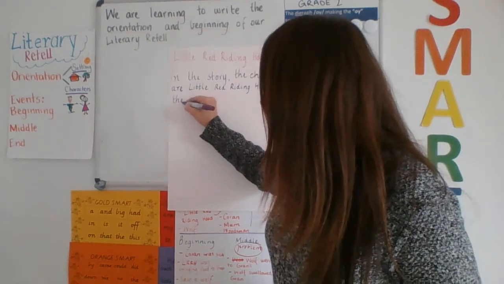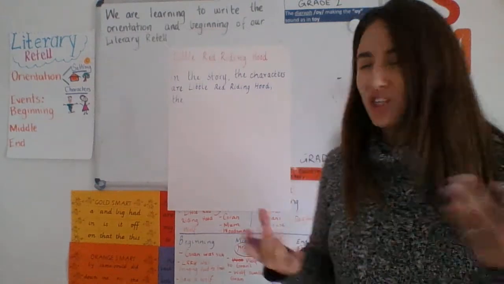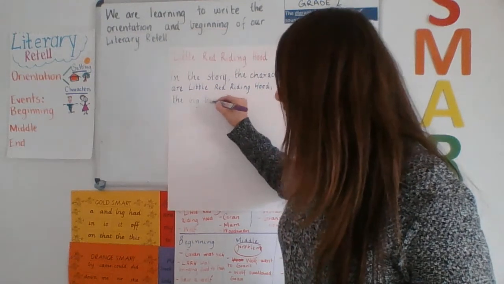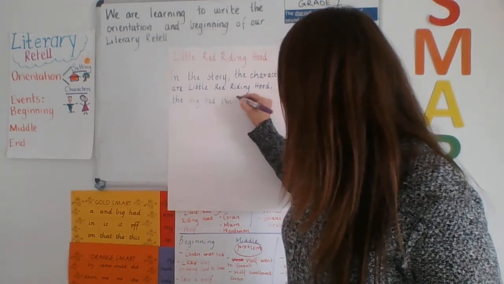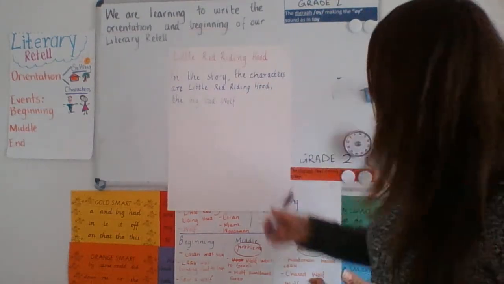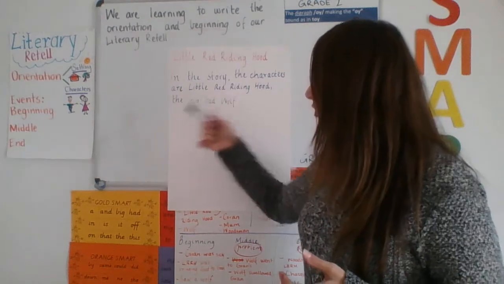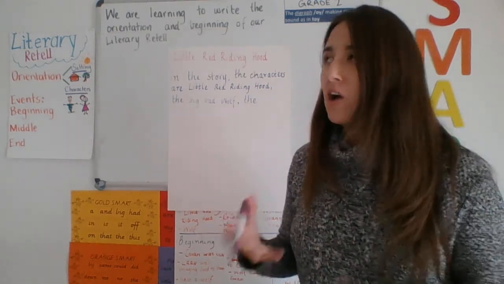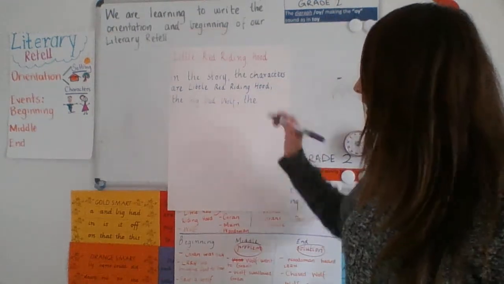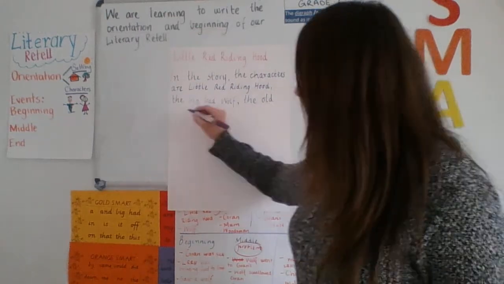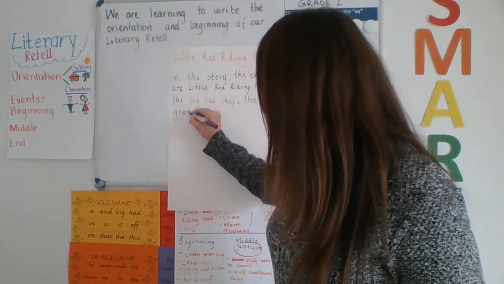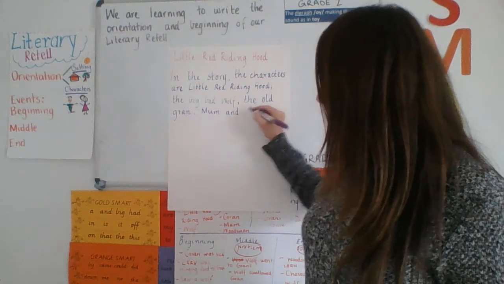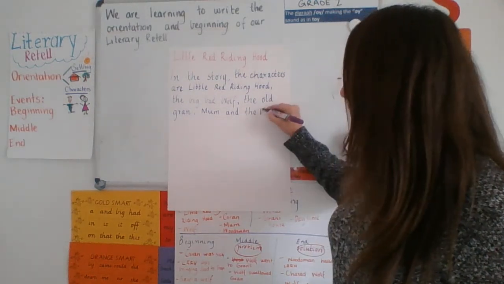Now, I could write the wolf, or I could use adjectives to make my writing more interesting. So I might write the big bad wolf, and I've got capital letters for the names of characters. In the story, the characters are Little Red Riding Hood, the big bad wolf. I could write the grandmother, or I could use a describing word. I might say the old gran, mum, and the woodsman.